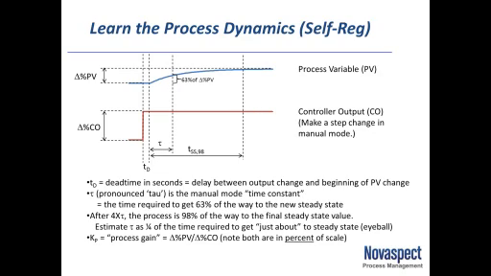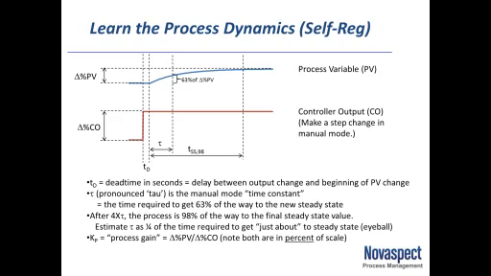There are 3 things I need to learn about this process. When we say a loop's dynamics, these are the 3 things we're talking about. The first is dead time. After I changed my output here, a certain amount of time went by when nothing happened to my process at all. This time that elapsed is the dead time.